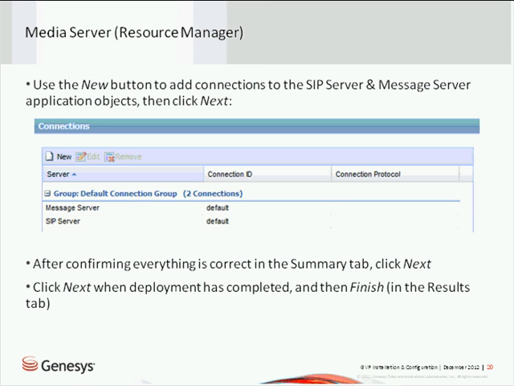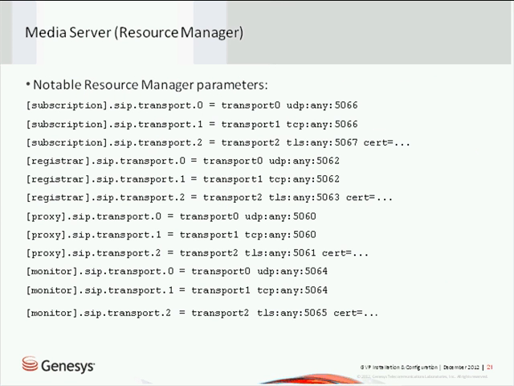In the next tab of the wizard, you are asked to add connections. In this case, you should be adding the message server and the SIP server to your resource manager. You will also eventually want to be adding the reporting server once we've got that installed, but it's not there yet, so we can't add it just yet. And optionally, you can add the SNMP master agent if you want. You will then be given a confirmation slide, click next, and you should see everything start deploying. Once that's finished, you click finish, and you have a resource manager installed.